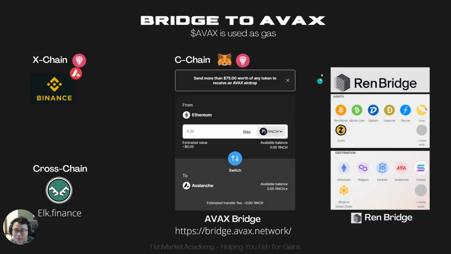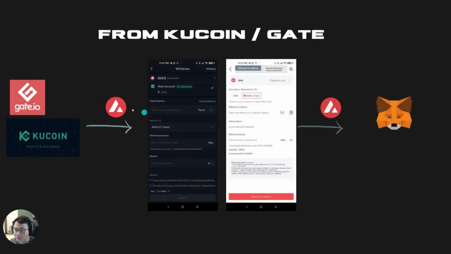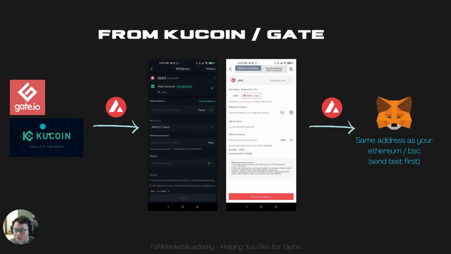Okay, so I explored many different ways to enter AVAX, from Binance to Randbridge to Elk Finance, and I think honestly the easiest way is to just send stable coins into Gate.io or KuCoin and then buy AVAX on that platform, and then go into their withdrawal to withdraw on the C chain, not the AVAX chain or the X chain, just the C chain, and then just send that to your Metamask, which is going to be the same address as your Ethereum or BSC address. I think that's the fastest and the easiest already.